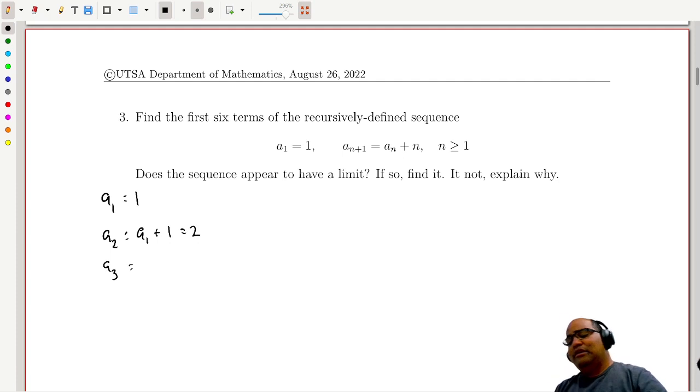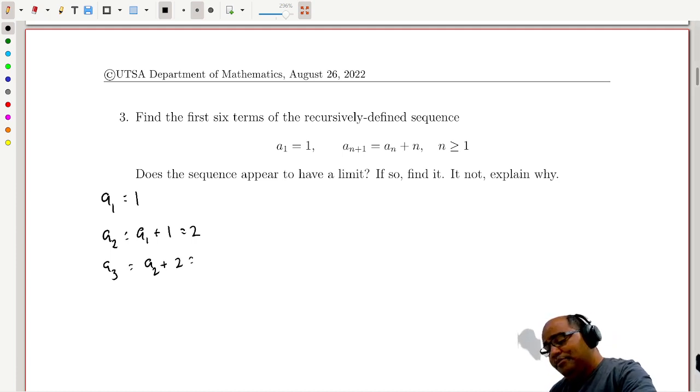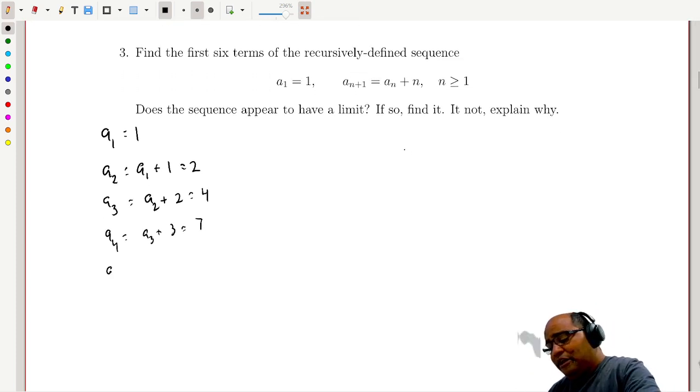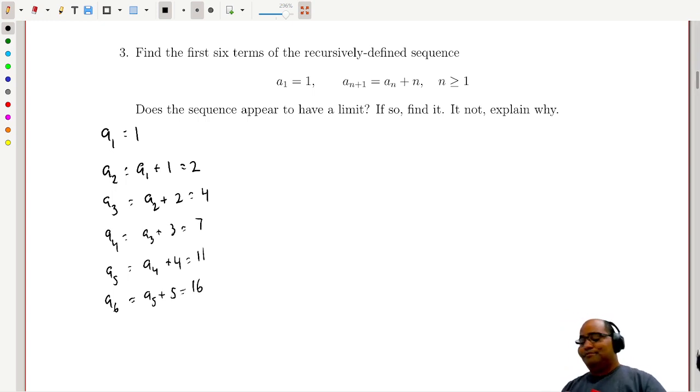Now let's take a look here. A3. Again, how do we get the next term? The previous term, A2, plus the index of the previous term. Well, A2 is 2, and 2 plus 2 is 4. A4, we have A3 plus the index of the previous term, 3. 4 plus 3 is 7. A5, that's A4, the previous term, plus the index of the previous term, 7 plus 4 is 11. And finally, A6, we have A5 plus 5, 11 plus 5 is 16.